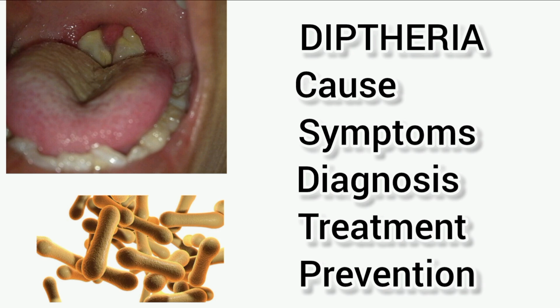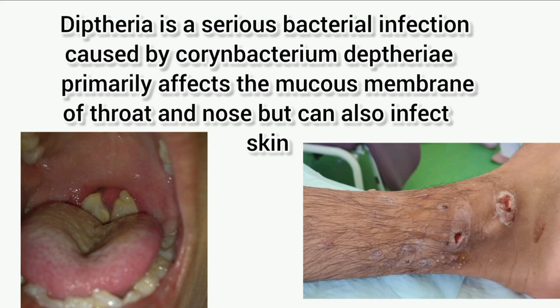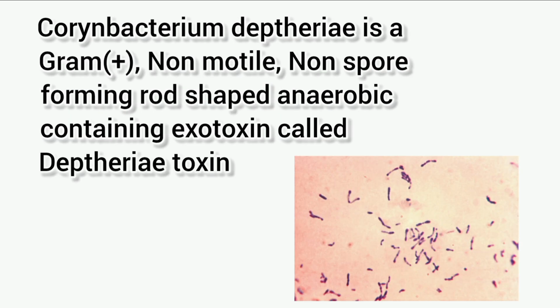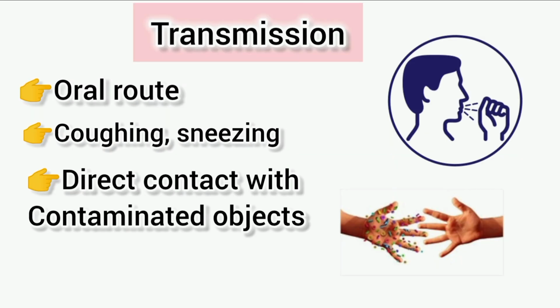Let's start the topic. Diphtheria is a serious bacterial infection caused by Corynebacterium diphtheriae, which primarily affects the mucous membrane of the throat and nose, but can also infect the skin. Corynebacterium diphtheriae is a gram-positive, non-spore-forming, rod-shaped, anaerobic bacteria, which contains an exotoxin known as diphtheria toxin.